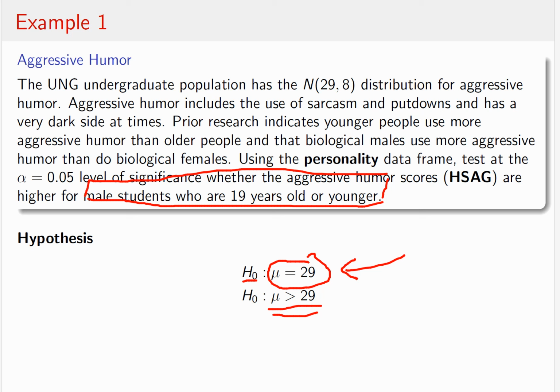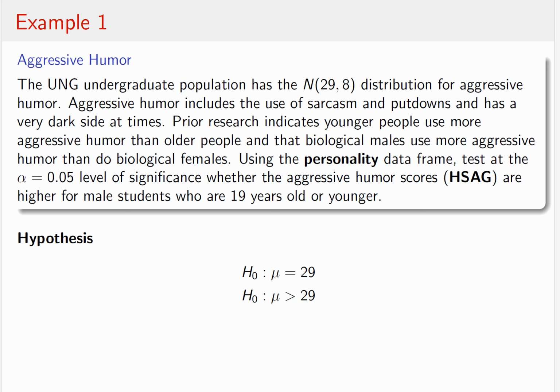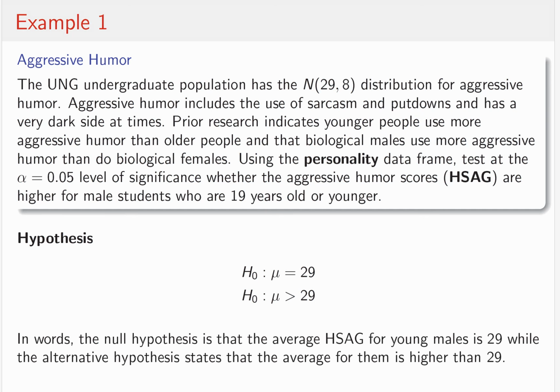Okay, so mu is greater than 29, and I'm sorry, this is a copy-paste error. H sub A is what I was trying to put here for alternative. H with a subscript A for alternative hypothesis. And sorry that notation is messed up there. Okay, and I just explained what it was in words. The null hypothesis is that the average is 29 for these young males, and the alternative is the average is higher than 29.